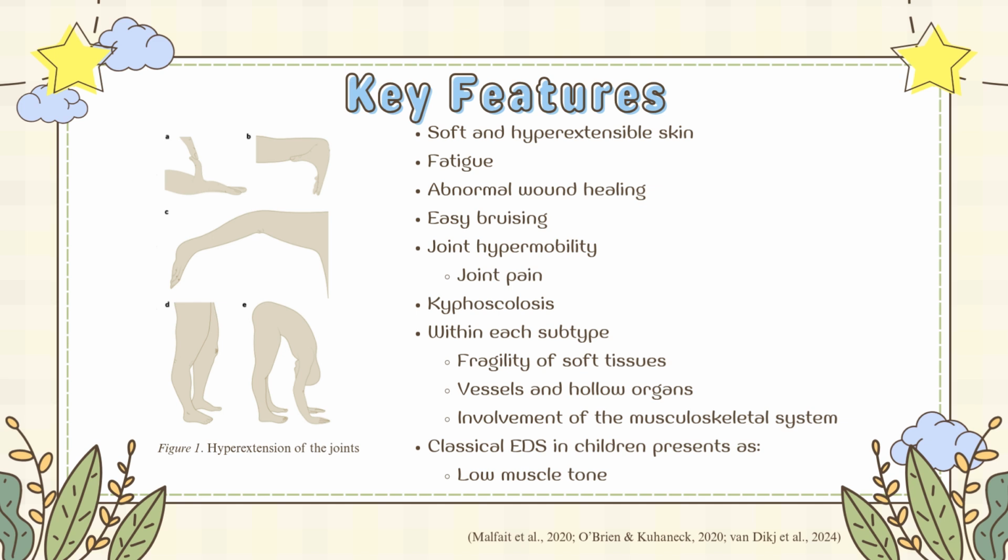On the left, provided is a figure showing examples of where the hypermobility can exist in the joints. So you'll see it in the fingers, the wrist, the elbows, the knees, and then in the hips.